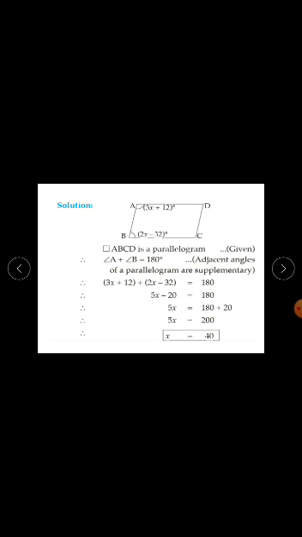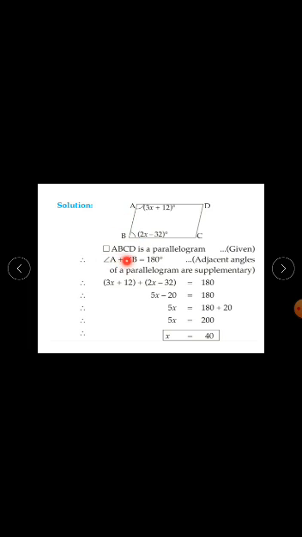One quadrilateral is given, ABCD is a parallelogram, and measure of angle A is given 3x plus 12 degrees and measure of angle B is given 2x minus 32 degrees. Now what is the relation between A and B? They are adjacent angles, and we know adjacent angles of a parallelogram are supplementary. So angle A plus angle B is equal to 180 degrees.